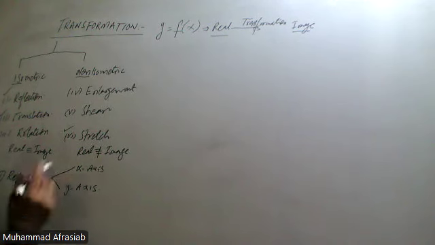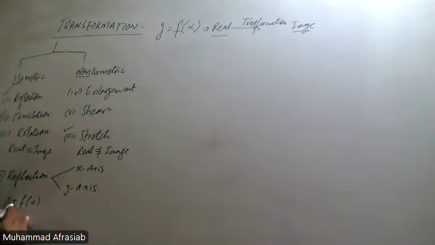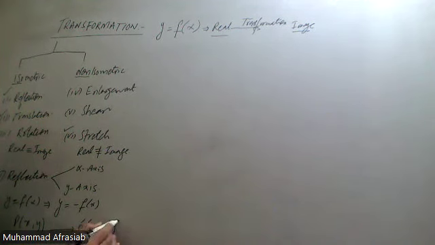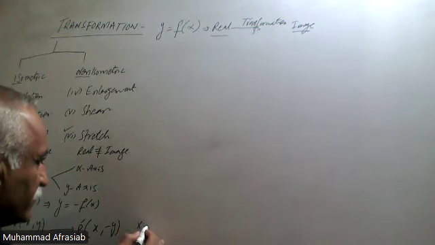Suppose we have a general equation y equal to f of x, and then we have the transformation y is equal to minus f of x, then it is the reflection. If point P is (x, y), then P dash will become (x, minus y). So this means it is the reflection due to the x-axis.